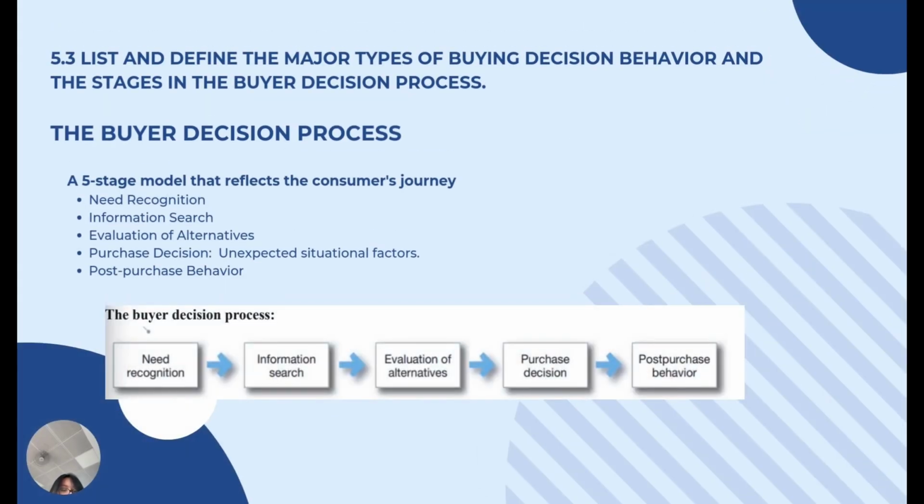Part two, the buyer decision process. Now, let's look at the five stages of the journey. The first is need recognition, then information search, evaluation of alternatives, purchase decision, and the last one is post-purchase behavior.